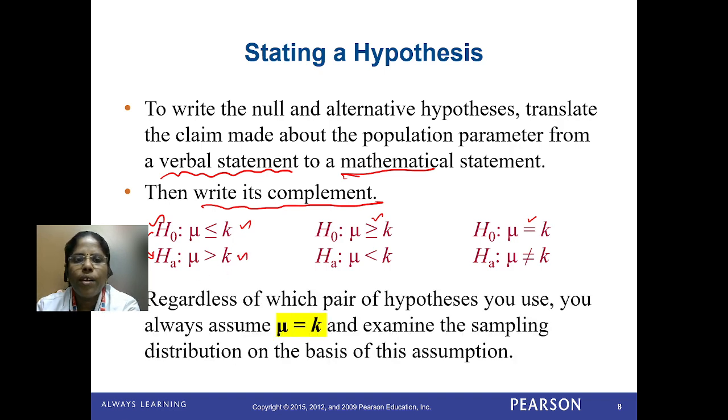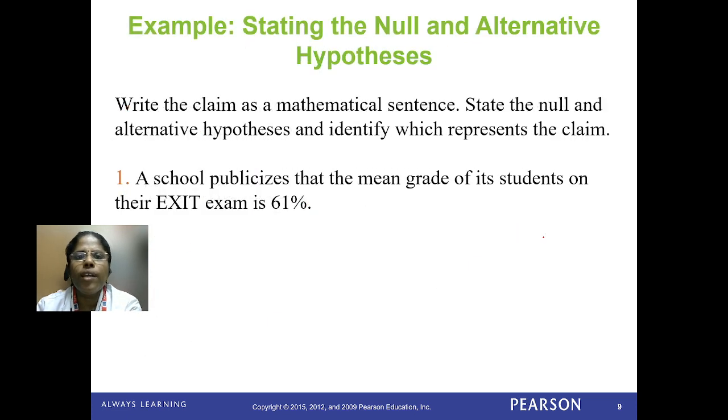So here, regardless of which pair of hypothesis you use, you always assume mu is equal to k and examine the sample distribution on the basis of this assumption. Even though we are writing less than or equal to, here greater than or equal to, we need to assume like this, mu is equal to k.